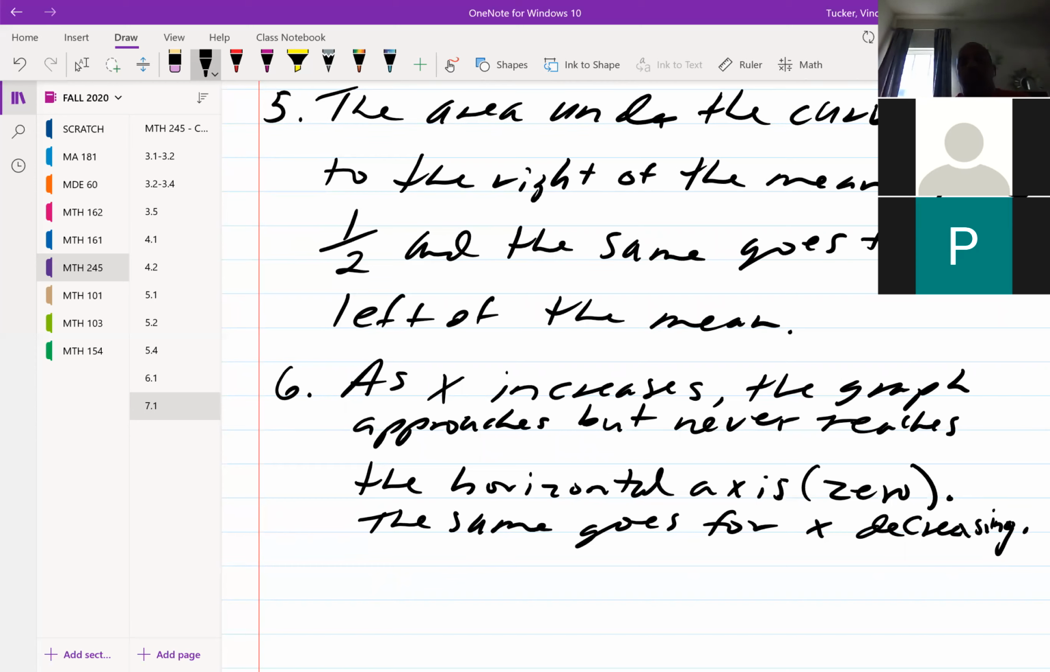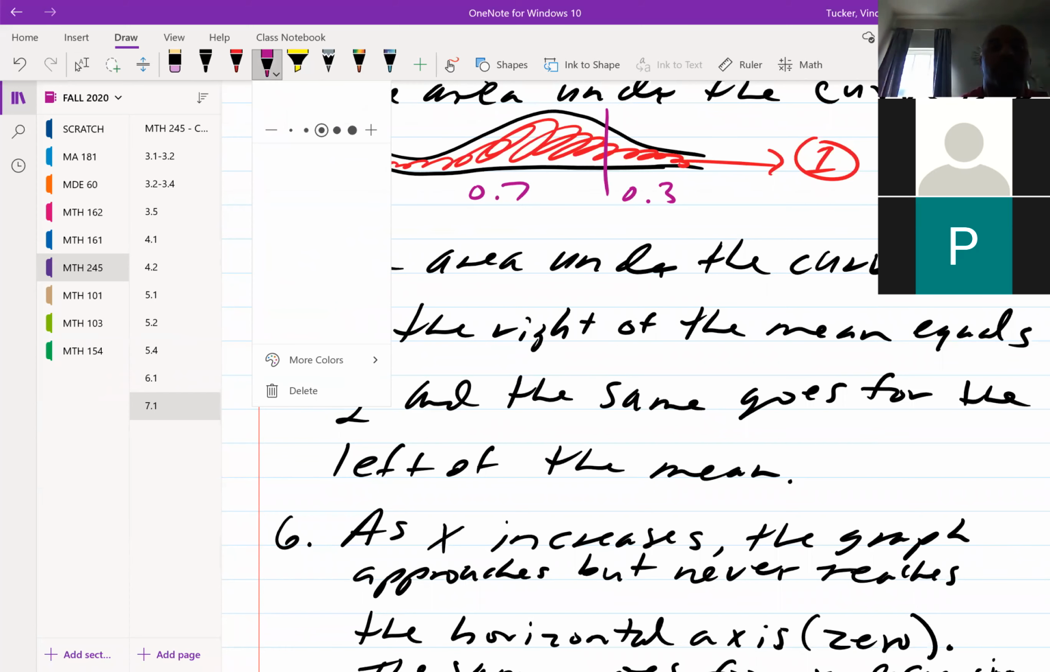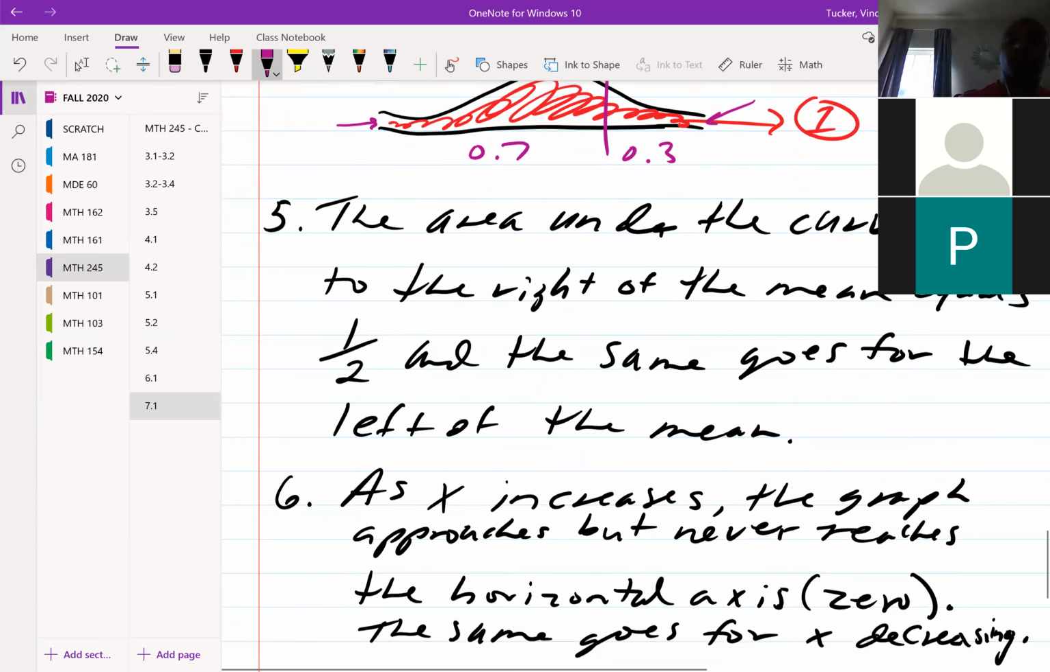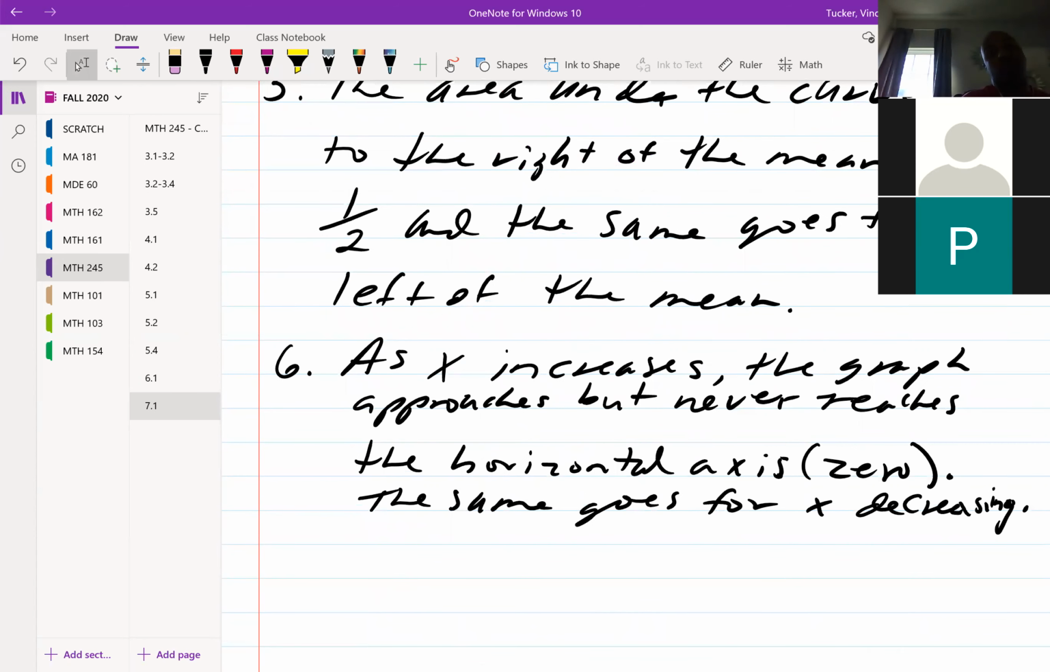All right, so as x increases, the graph approaches but never reaches the horizontal axis. And when we talk about the horizontal axis, we're talking about 0. And the same goes for x as it decreases. So if you look at this graph here, notice I never connected these lines down here because your graph should never touch the horizontal axis when you're talking about the normal distribution. So it will approach 0, but never actually get to 0.